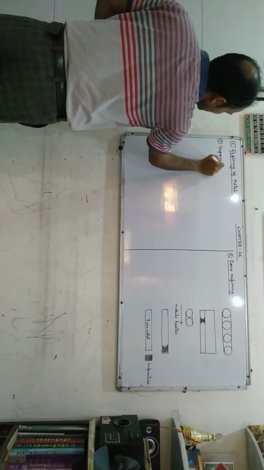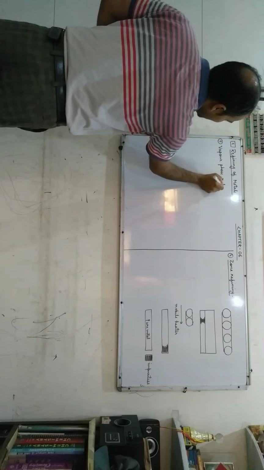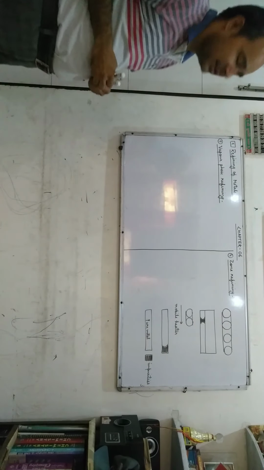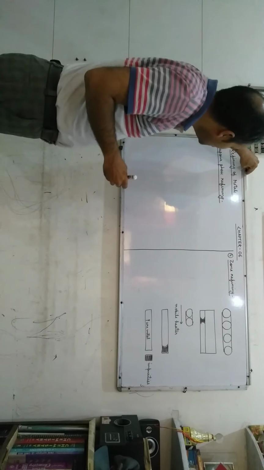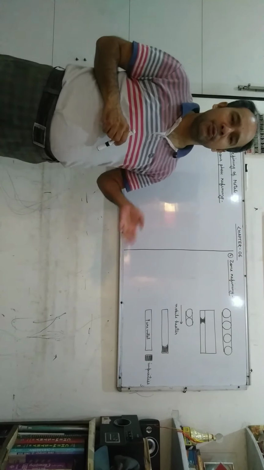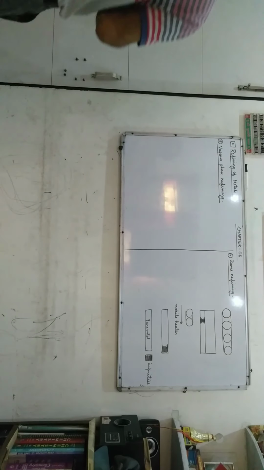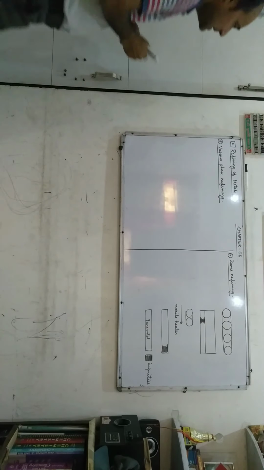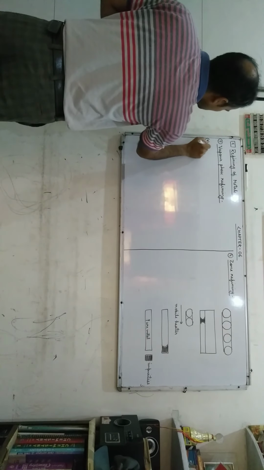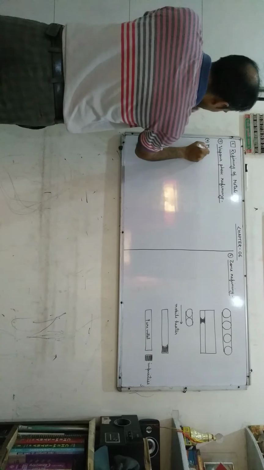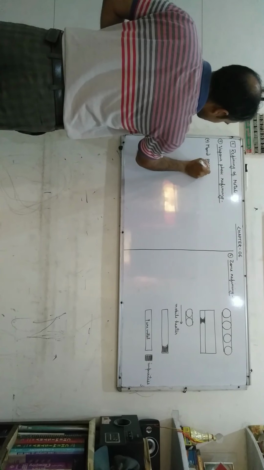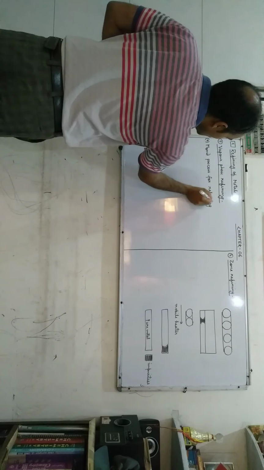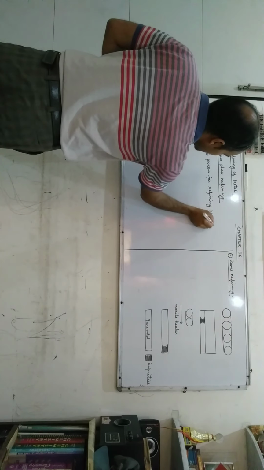Now let us discuss the vapor phase refining method. In the vapor phase refining method, the impure metal is first converted into a volatile complex, then decomposed to give pure metal. It consists of two parts. The first part is the Mond process for refining nickel.